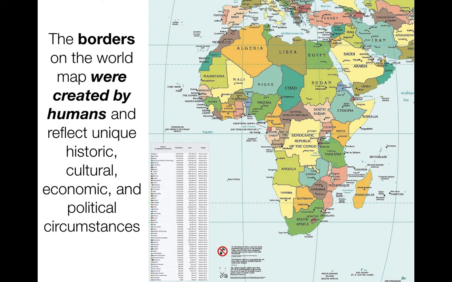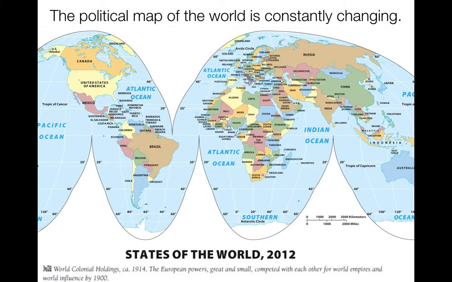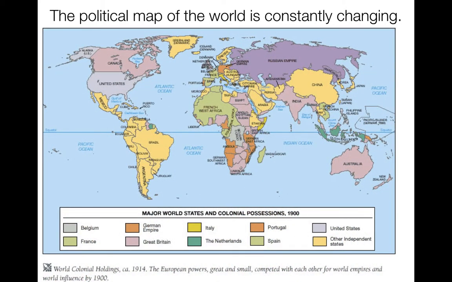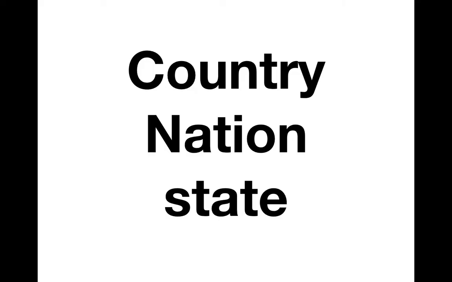All of the lines on this map are borders, and the borders of the world were created by humans and reflect unique historical, cultural, economic, and political circumstances. These are not naturally occurring borders. They're drawn by humans. The political map of the world is constantly changing. This is what it looked like in 2012. This is what it looked like in 1900. It was quite different.